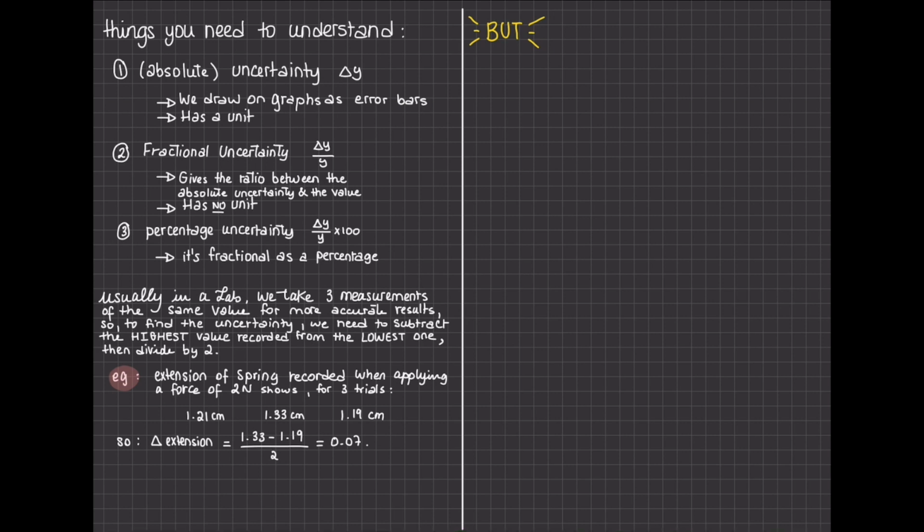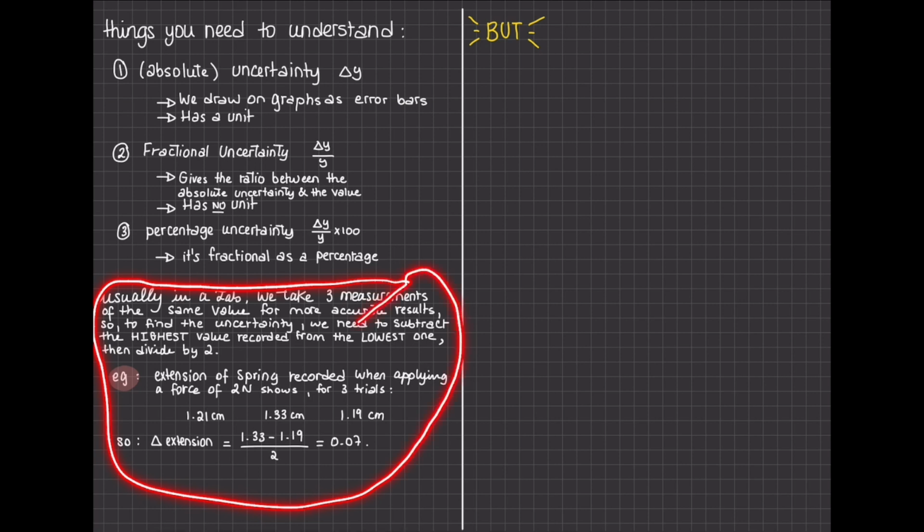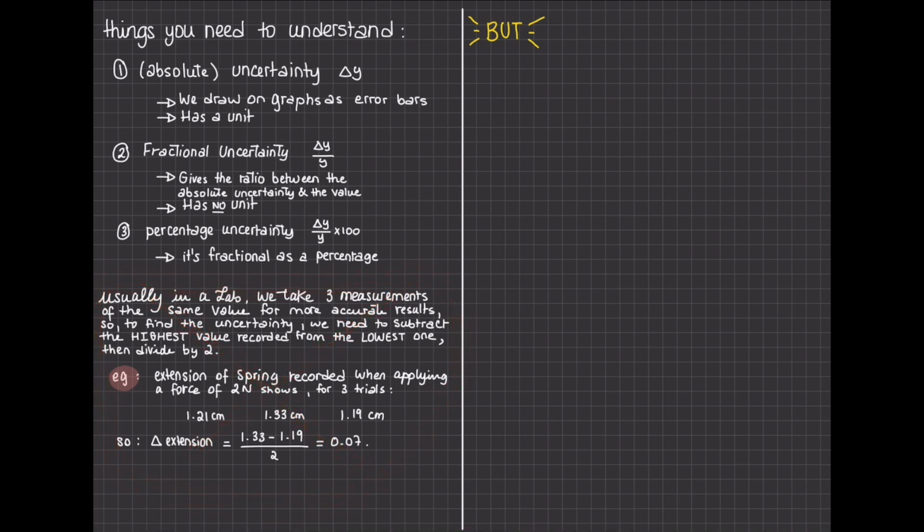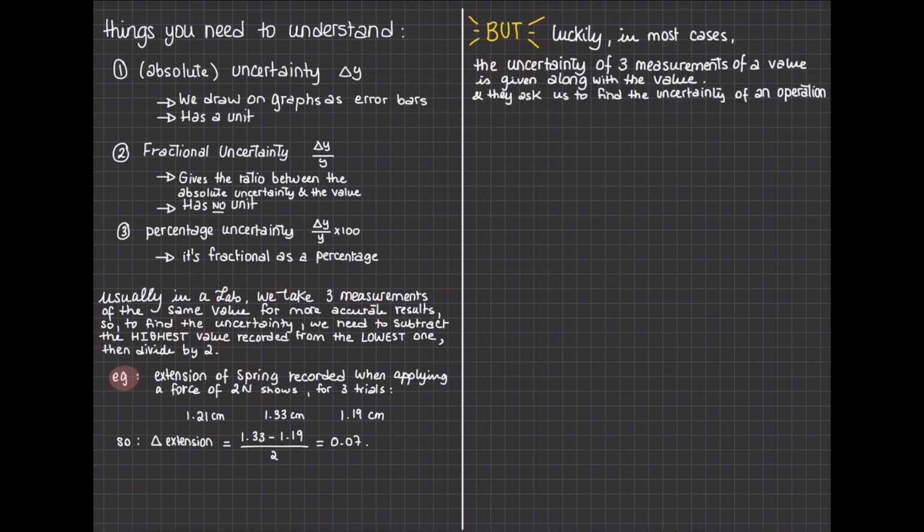But this is only used when we are doing a lab. In exams, you're not asked to find the uncertainty this way. In exams, in most cases, the uncertainty of the 3 measurements and their mean is already given to you as values. And they just ask us to find the uncertainty of an operation.